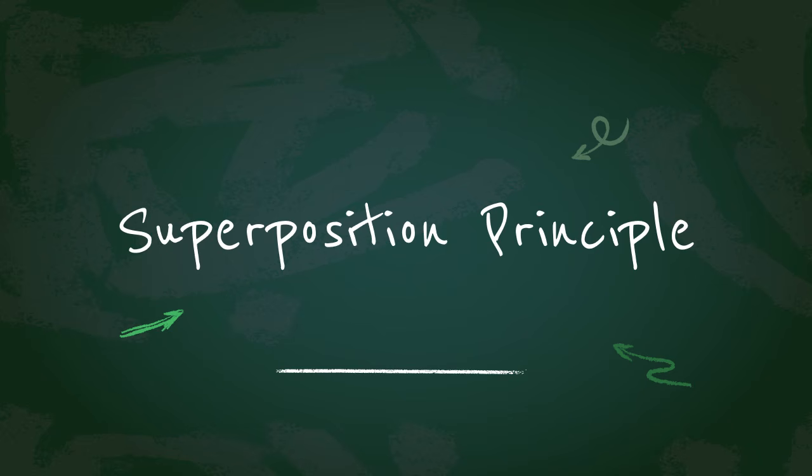Again, the superposition principle states that a point charge that exerts a force on another point charge will exert its force as if there are no other charges present. And the total force experienced by a point charge is the vector sum of all of the electric forces exerted on it by the other charges that interact with that charge. So that's superposition principle.